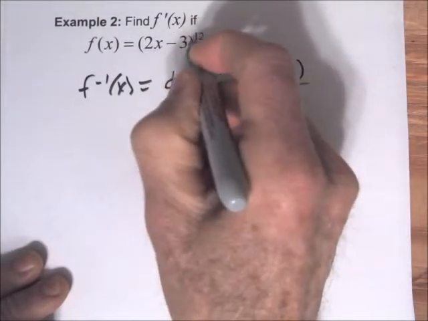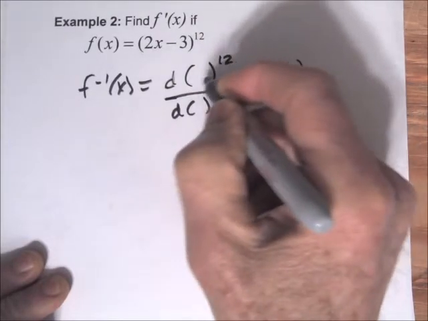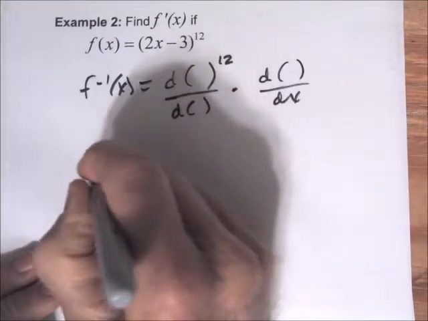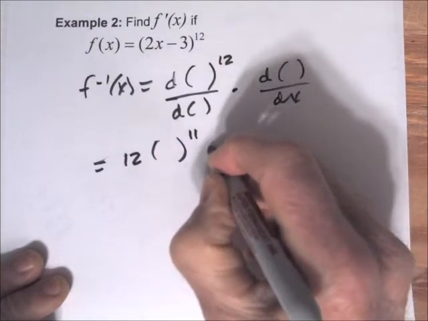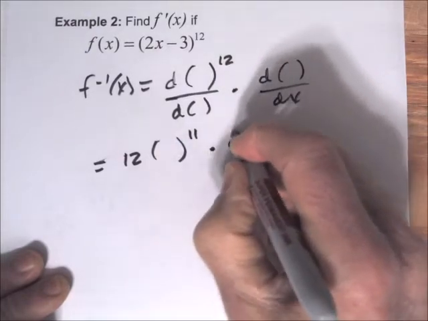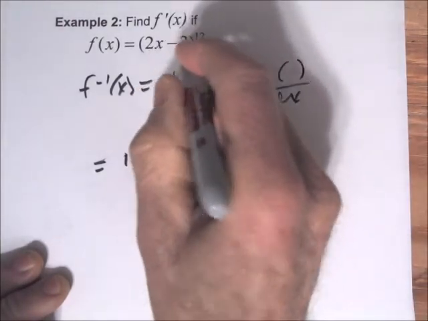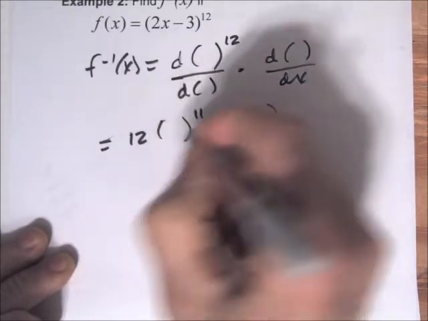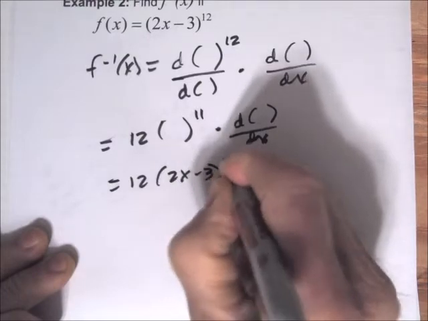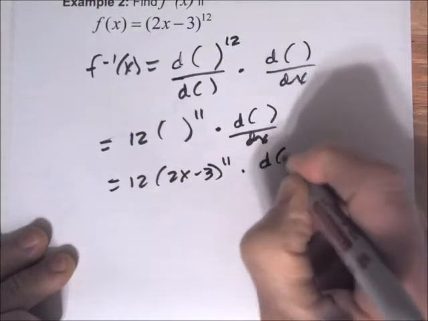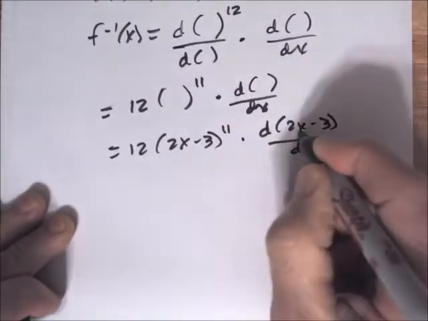So we have the outside function is raising to the 12th power. Inside we have something else. So this is going to be 12 times whatever is inside to the 11th power times the derivative of whatever's inside with respect to x. So let's put in what was inside, the 2x minus 3. There's 12 times 2x minus 3 to the 11th power times the derivative of 2x minus 3 with respect to x. And this is just 2.